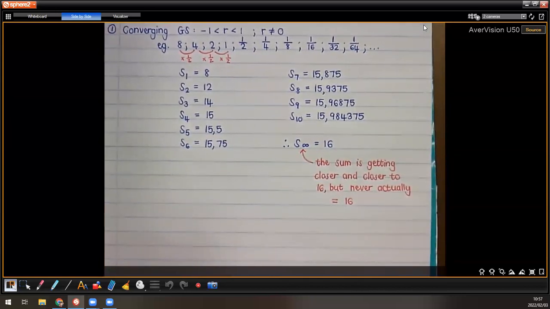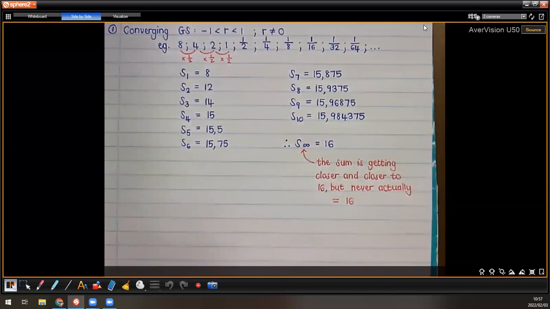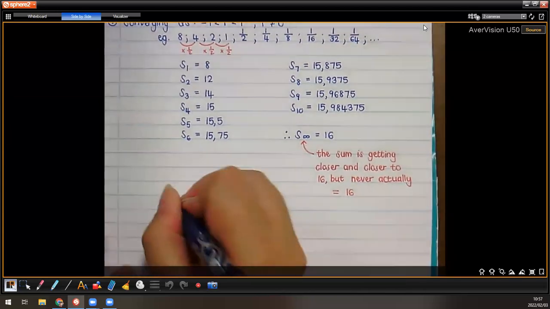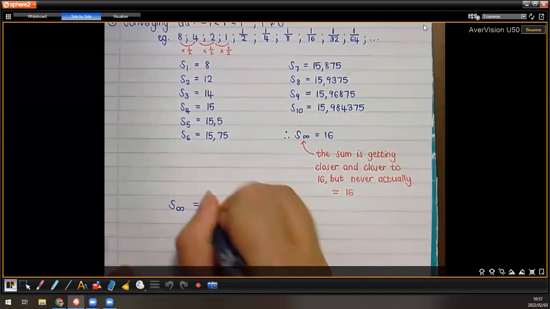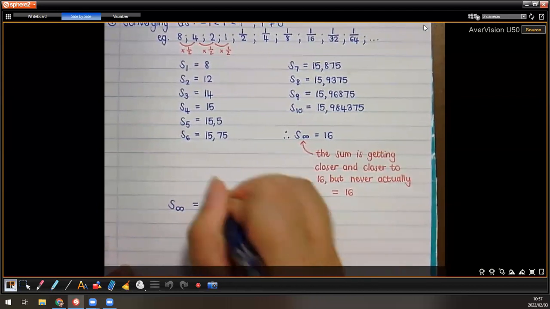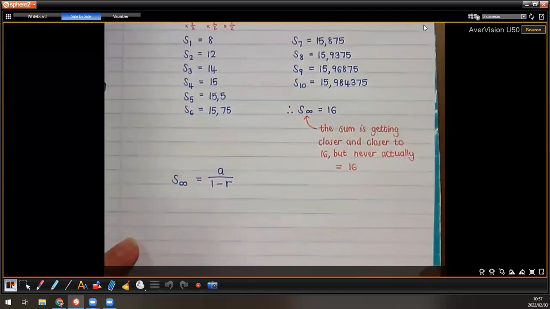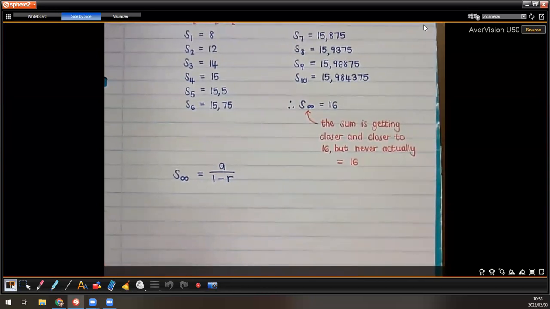Guys, we're not going to have to do this calculation every time to find the sum to infinity. There is actually a formula that we can just use. And it's quite a simple formula. It is also on the formula sheet. So the sum to infinity, I want you just to write it down. The formula for that is a over 1 minus r. Definitely the simplest formula that we have done in a while.